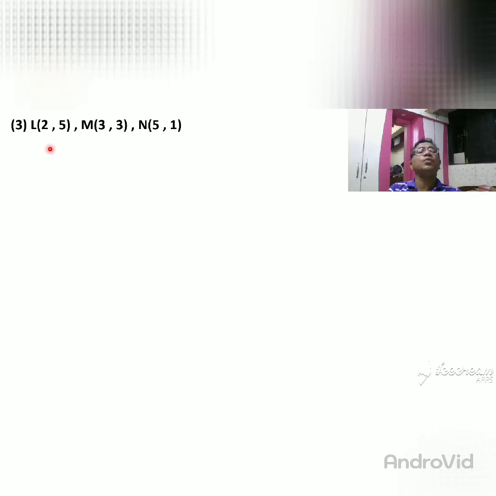So this is L(2,5), M(3,3), N(5,1). So whether these three points L, M and N are collinear or non-collinear, that you want to find out. So first we can find the slope of LM and the slope of MN. If the slopes of LM and MN are the same, then they are collinear, and if the slopes are not the same, they are non-collinear. So x1 is 2, y1 is 5, x2 is 3, y2 is 3.